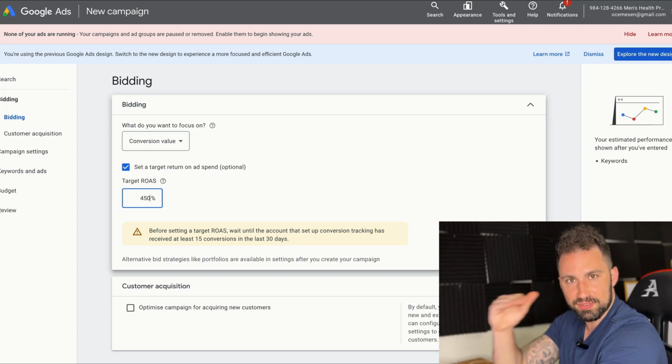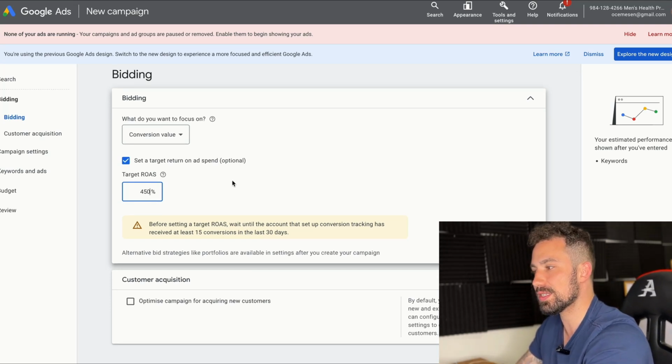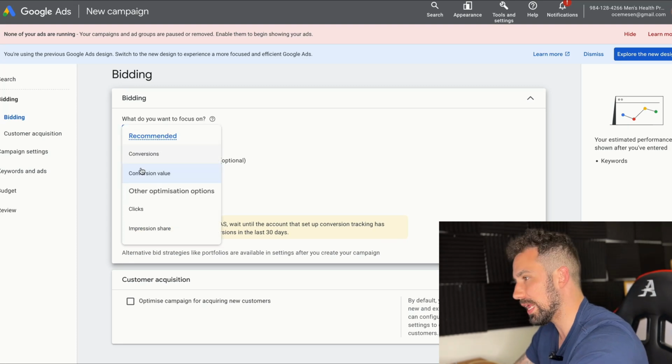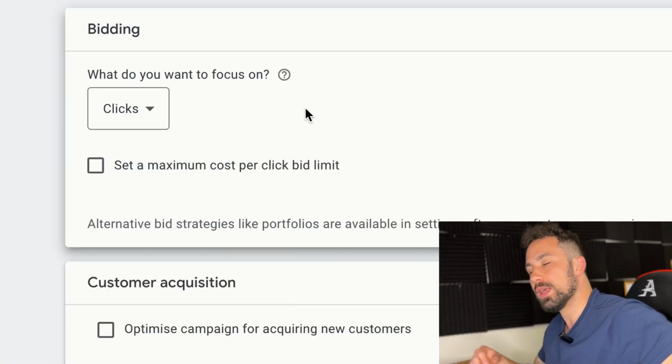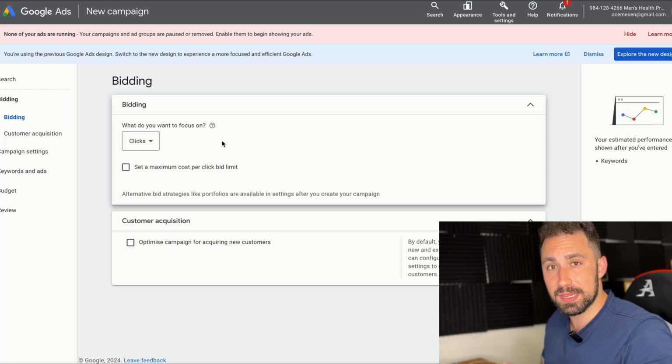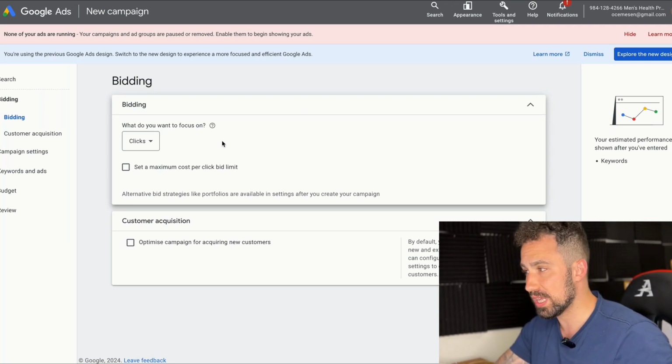So a little bit lower than the actual number. And this is going to yield better results for you. What else we have? We have clicks. So clicks is an amazing bidding strategy. I see a lot of people staying away from it.